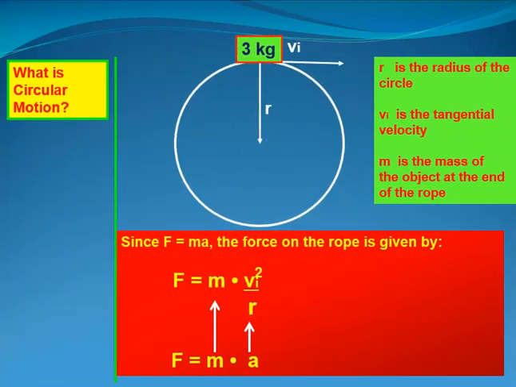Since F equals ma, the force on the rope is given by F equals m times the angular acceleration, which is v squared over r. So r is the radius of the circle, v is the tangential velocity, and m is the mass of the object at the end of the rope.